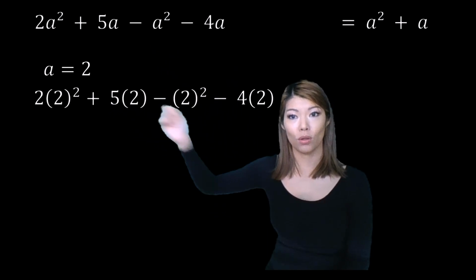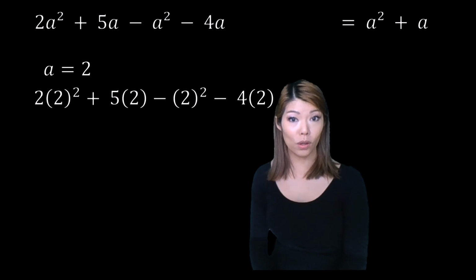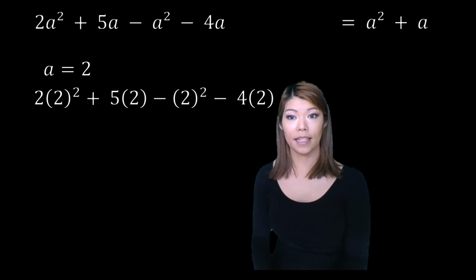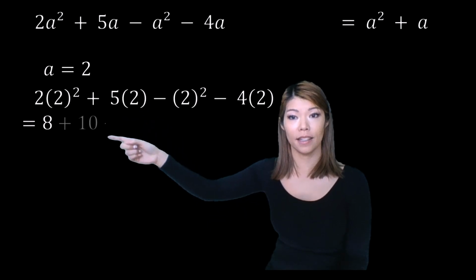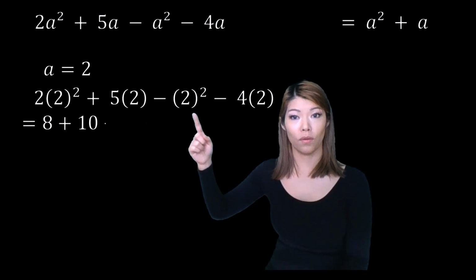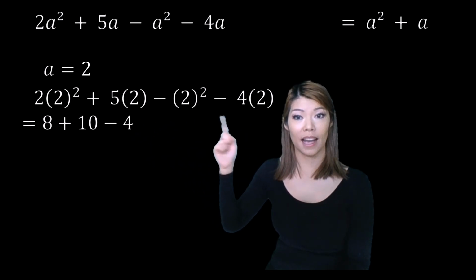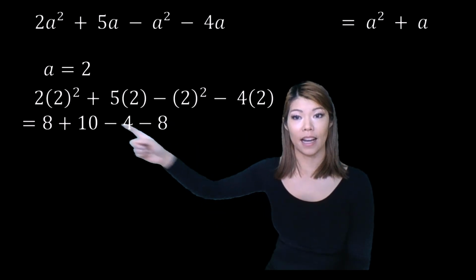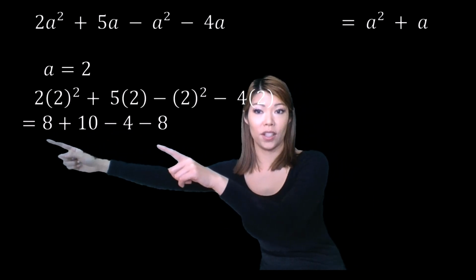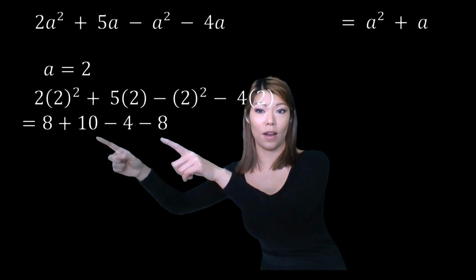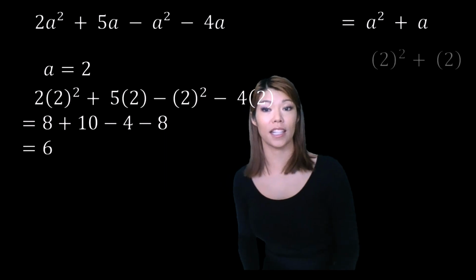Now, 2 times 2 squared is 4, 2 times 4 is 8. Then we have 5 times 2 is 10, and 2 squared is 4, don't forget the minus, so we have minus 4, and 4 times 2 is 8, so minus 8. Now, I'm going to do the 8s first. 8 minus 8 is 0. So now we are left with 10 minus 4 is just 6.